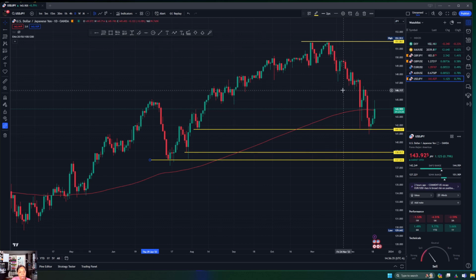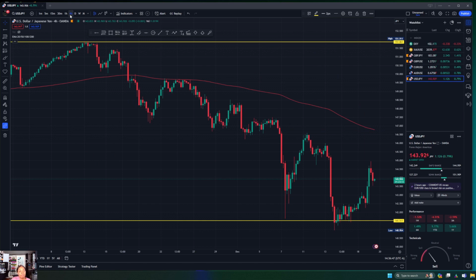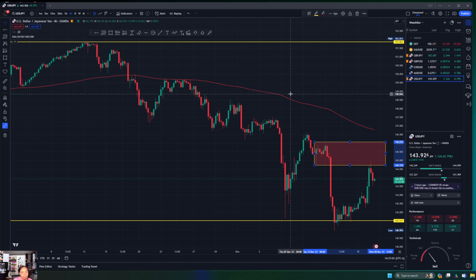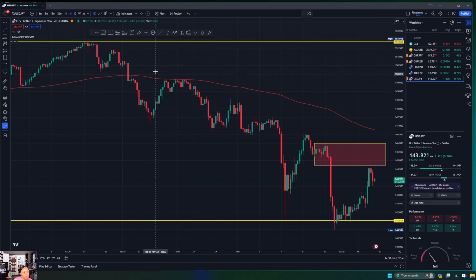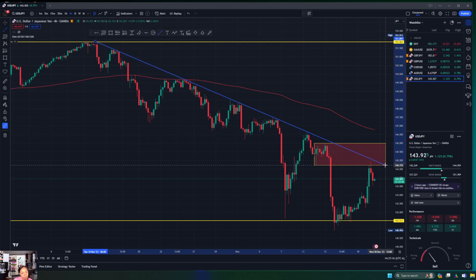On your daily, I can see that it has broken below the 200 EMA. And on the time frame that we typically trade on, which is the 4-hour, I want to draw up this zone that I've noticed. There is a zone here that it has tapped into on the 4-hour. And if you're a king on drawing your trend lines, this is a pretty darn clear trend line for a downtrend.